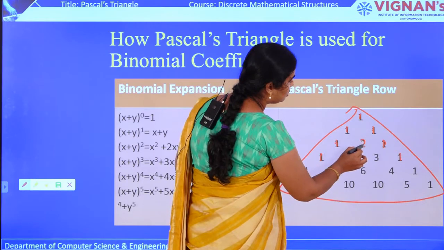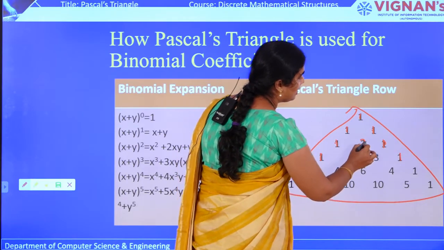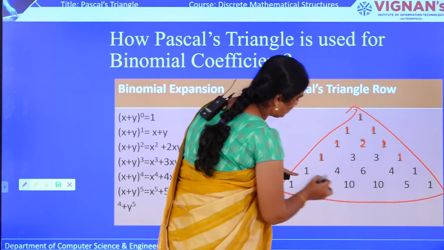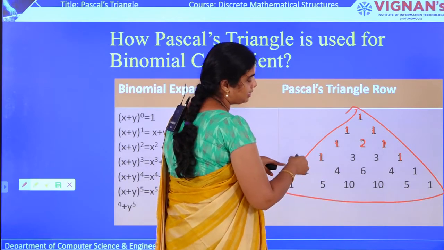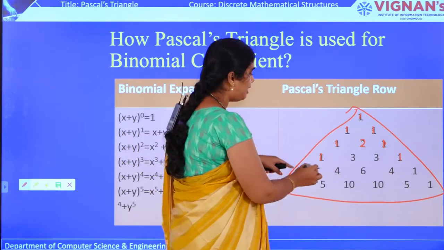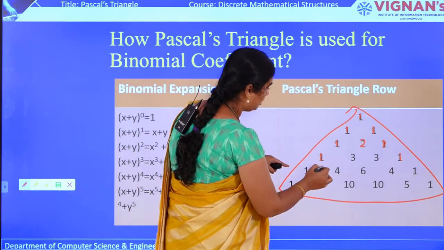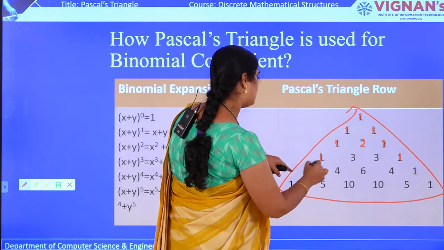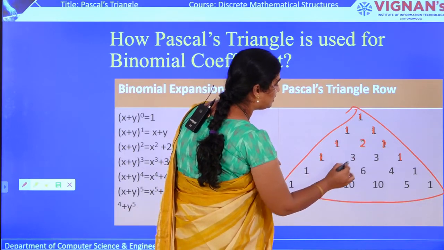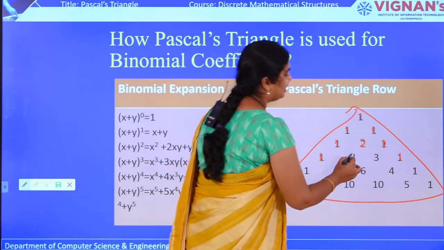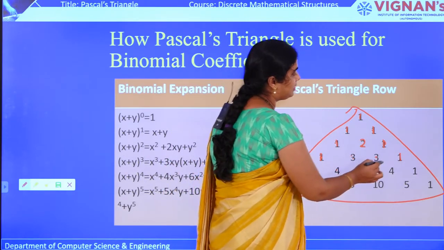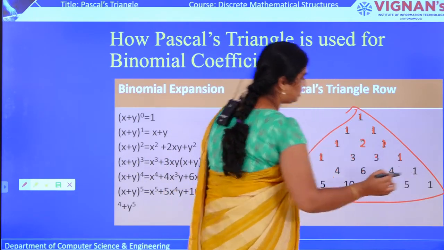Later he added this 1 plus 1, that is equal to 3. Next, 2 plus 1, that is equal to 3. Similarly, the starting and ending ones are repeated. Next, again the starting and ending ones are repeated. Later this 1 plus 3 is added and kept as 4. 3 plus 3 is added and kept as 6. 3 plus 1 is added and kept as 4.